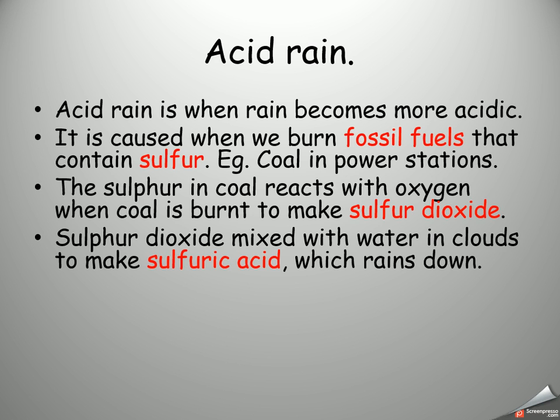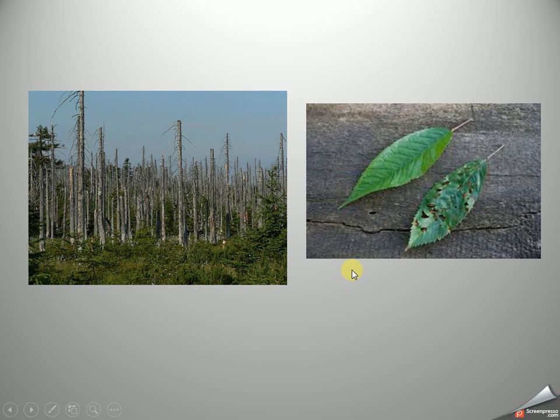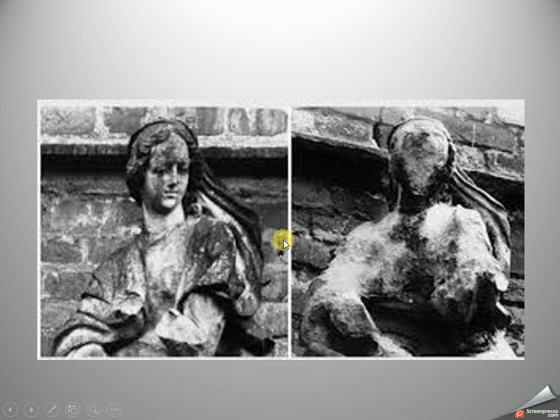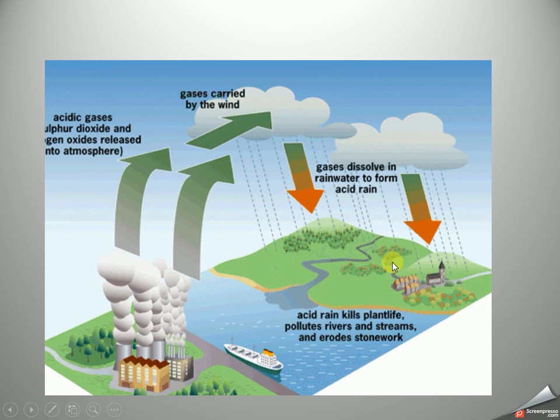The sulfur dioxide in the rain clouds will react with water and make sulfuric acid, which will rain down on the earth, causing these three massive problems. This problem, this problem, and this problem, which is damaging marble statues. You can see this nice face of the statue has been worn away because of acid rain. No good. Here you go: factories burning release gas, acid rain kills plants, pollutes rivers, and erodes stonework.